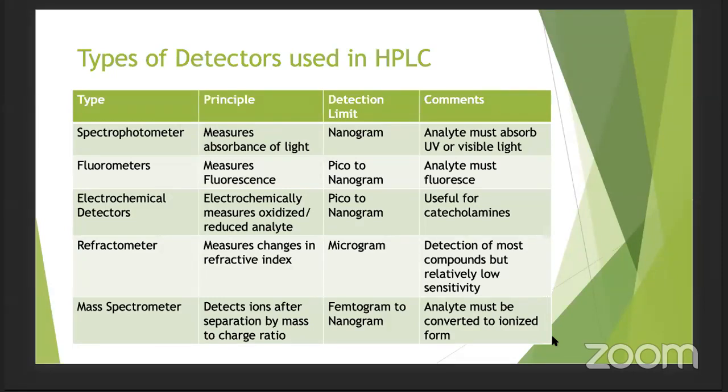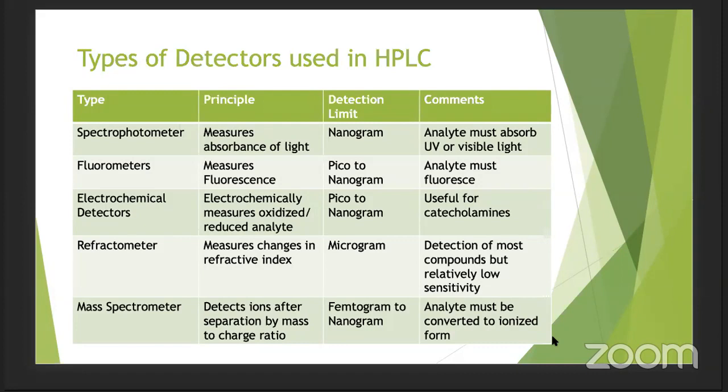Then the third type of detector is the electrochemical detector. It basically works on the principle of electrochemically measuring the oxidation or reduction of the analyte. The detection limit is around picogram to nanogram. And this is the only detector that is used for detection of catecholamines.